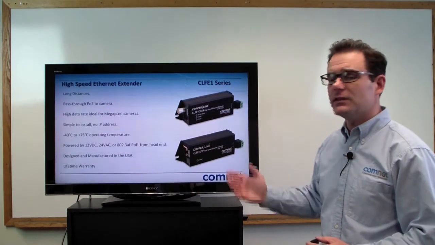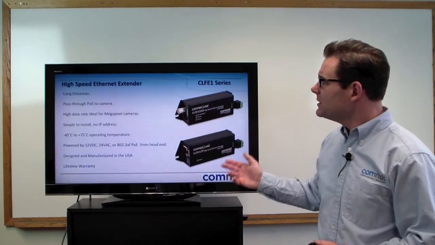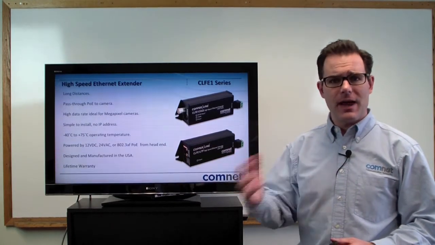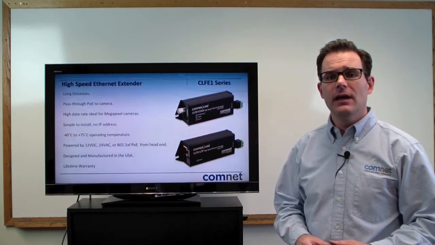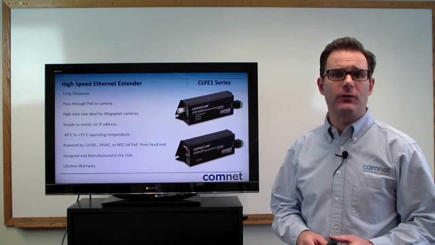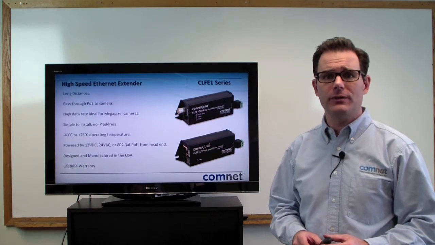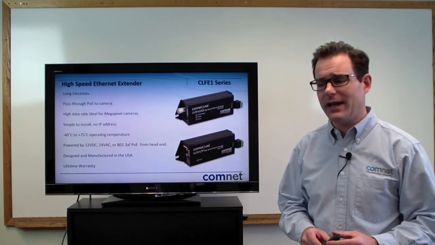Let's take a close look at the CopperLine units. You can see that they cover long distance over their respective cabling. They allow the pass-through PoE out to the camera. They do handle jumbo packets, so they're ideal for some of those megapixel cameras that are producing jumbo Ethernet packets that some devices have trouble handling.